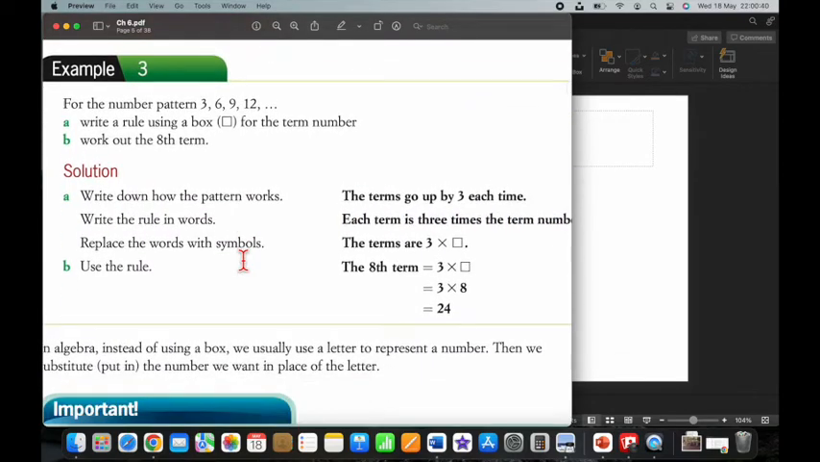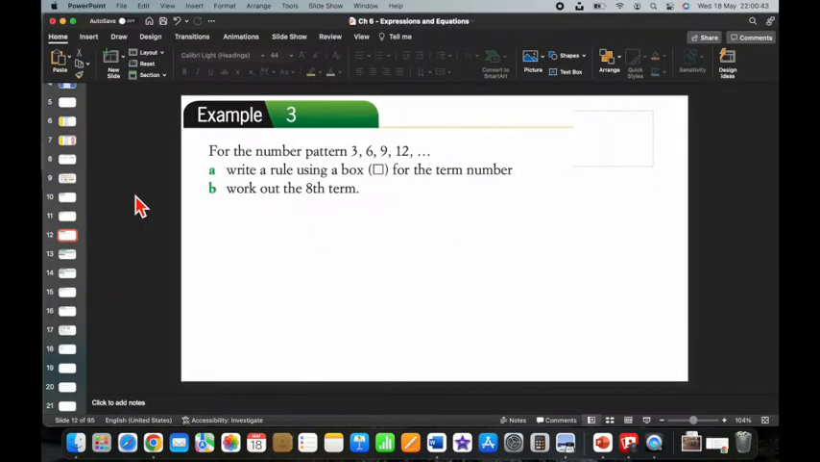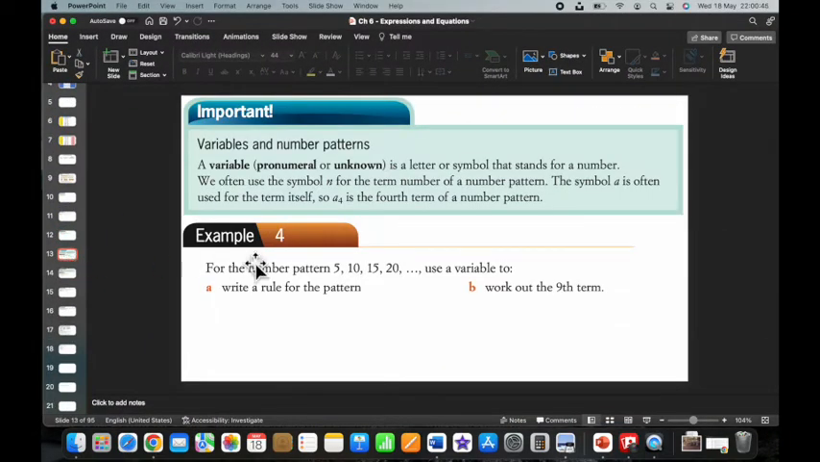Okay, let's go further down. Okay, relief teacher, if you wouldn't mind pausing in a moment to give students, if you could write down this important box here. So variables and number pattern. If you could write down what is in this shaded box, please. Okay, you can pause the video now and do that.